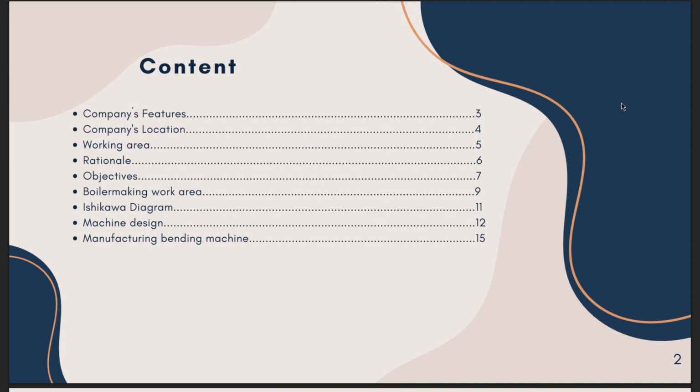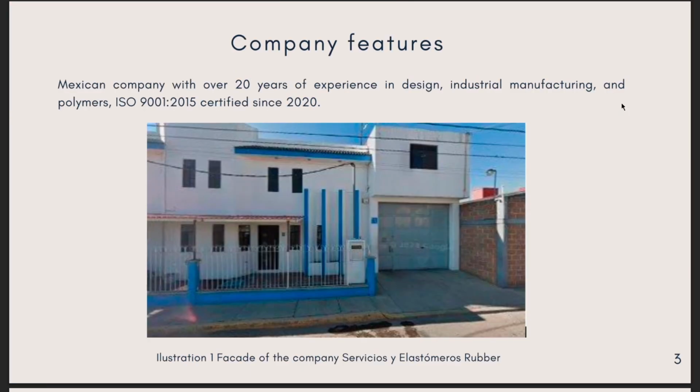The content is: company features, company location, working area, rationale, objectives, boiler making work area, Ishikawa diagram, machine design, and manufacturing of the bending machine. The company's features: Service and Customer Rubber has more than 20 years of experience, is certified, and is a specialist in industrial design, polymers, metal structures, and control devices.